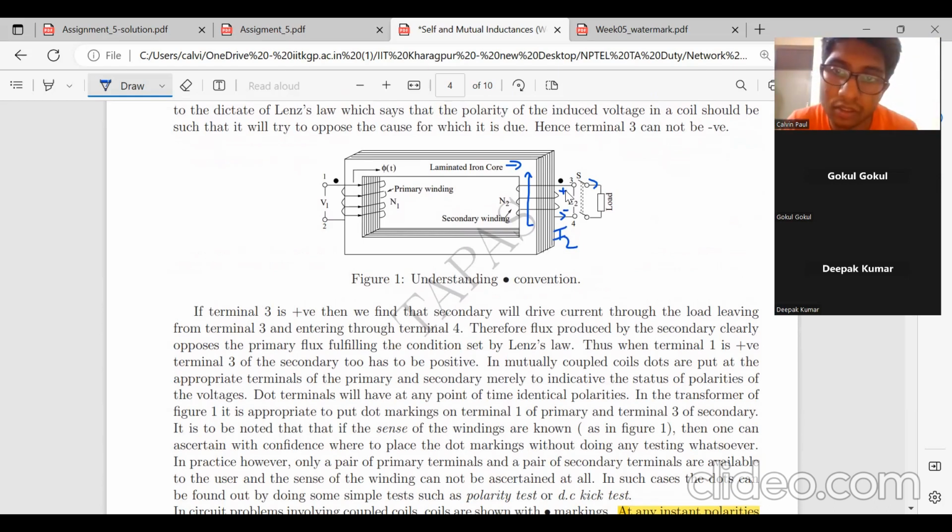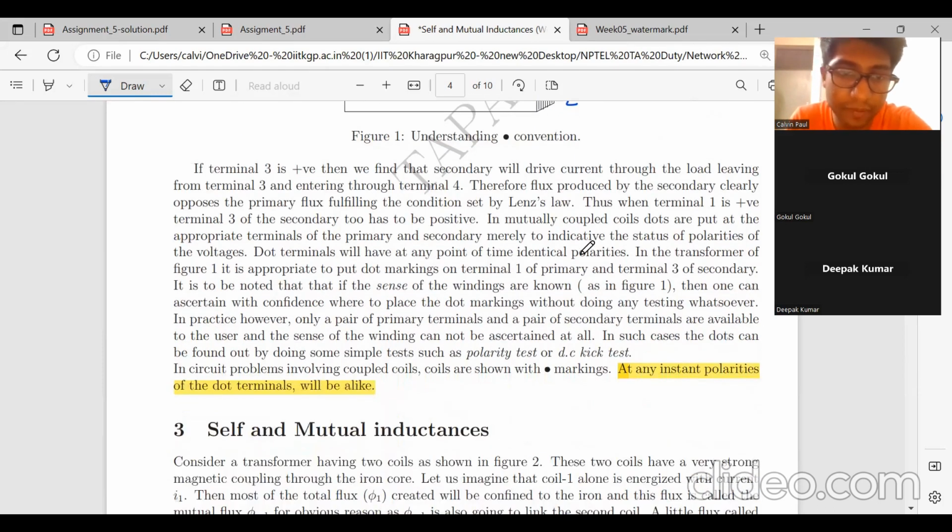All right. So that is how, what we can say is the dot convention states that when this terminal is positive, this terminal also has to be positive. That's how we will identify which is the dot. All right. That is how, experimentally, it has to be identified.